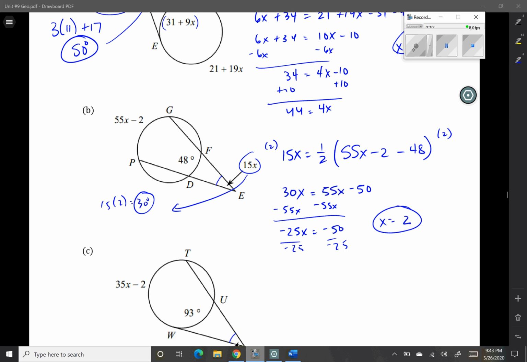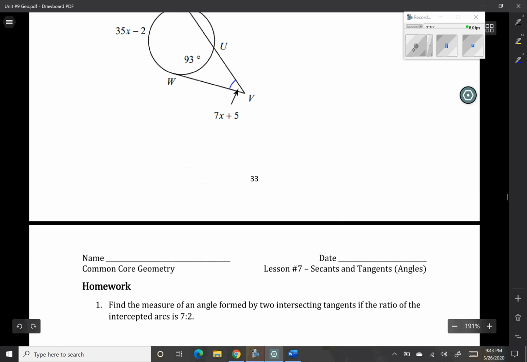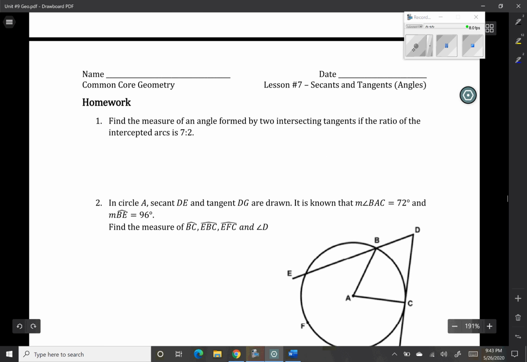Again, part C is very similar, so we're going to just skip it to save time, and we can go from there. So, good point to stop the video, try the homework, see how you do.